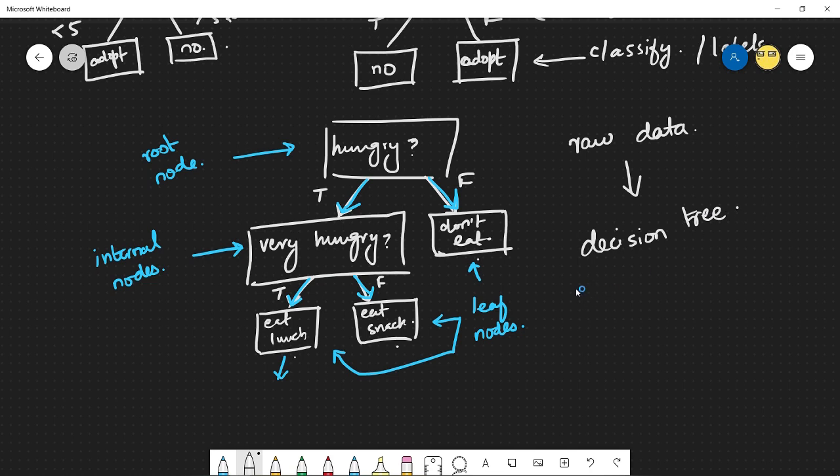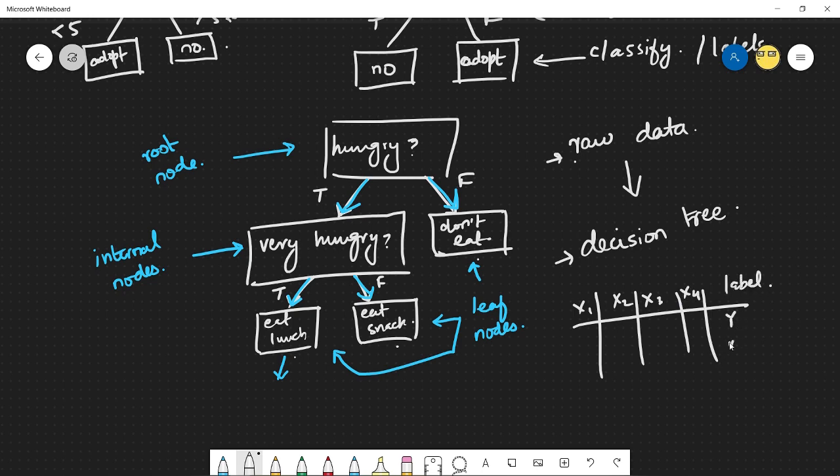Because when we usually use examples in our class, we don't usually get a data set in the form of a decision tree. We usually get data in the form of raw data. So we'll have a bunch of columns, x1, x2, x3, x4, and then a label, let's say yes, no, etc. The main idea here is to convert a raw data set into a decision tree that will allow us to classify and label our data correctly. So that's what we're going to be looking into.